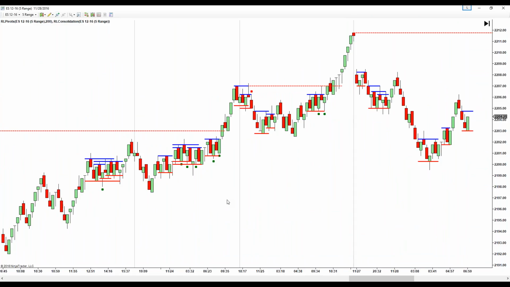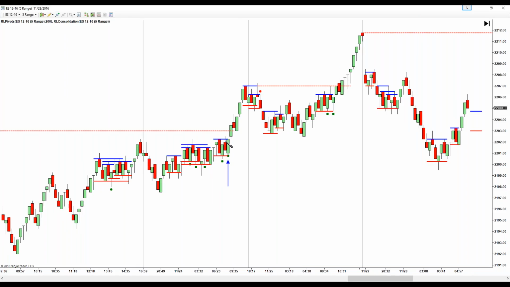Here's an example right here. Finally found one. Here's an entry out of consolidation. That green dot is an entry signal that occurs intra-candle. It allows you to place your entry one tick above the close of the candle in anticipation of a break of the pivot out of this area of consolidation. Now, this is the narrow consolidation channel. And this is the more broad-based consolidation channel here.